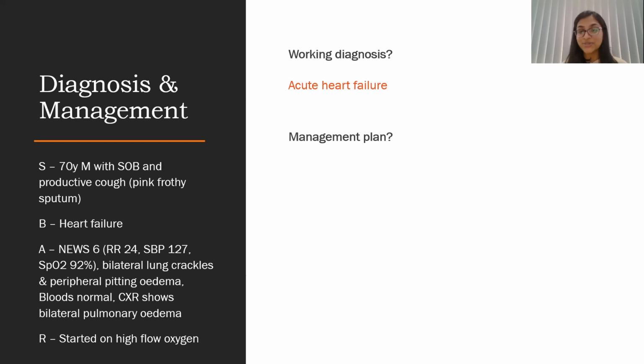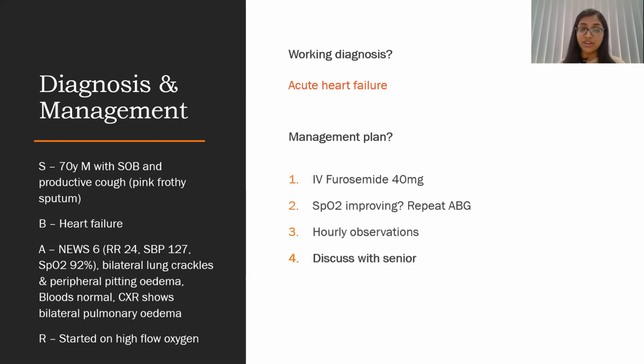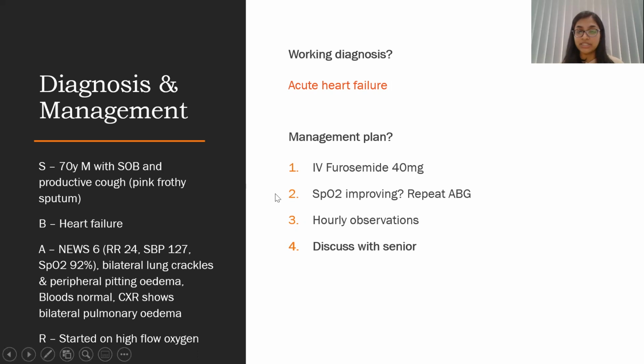Yes, so you want to start them on loop diuretics, on IV furosemide, about 40 milligrams. And if their saturation is improving, you want to repeat the ABG as well to see if there are any changes to that. You want to start them on hourly observations. So on the NEWS chart, when your score is above 5, you want to do observations every hour, and then present this finding to your senior, everything you've started them on with your SBAR, and discuss further management plan.